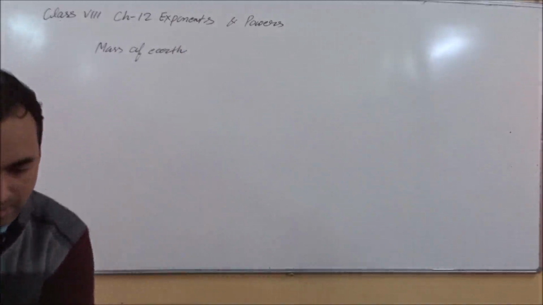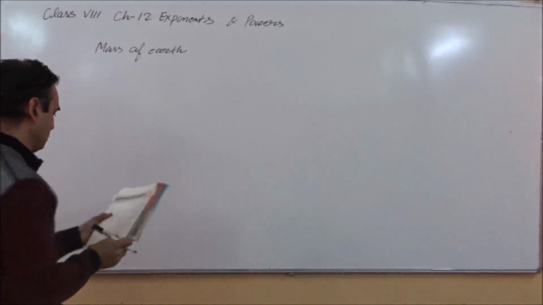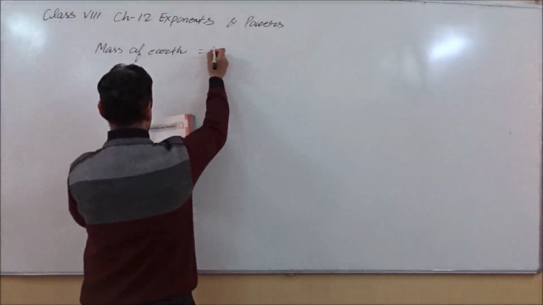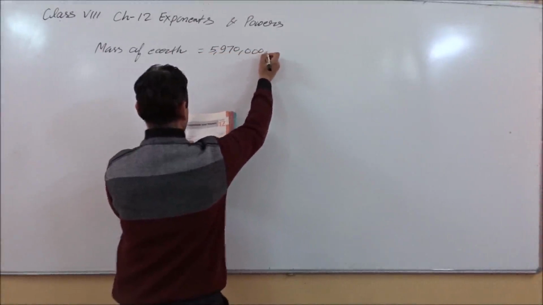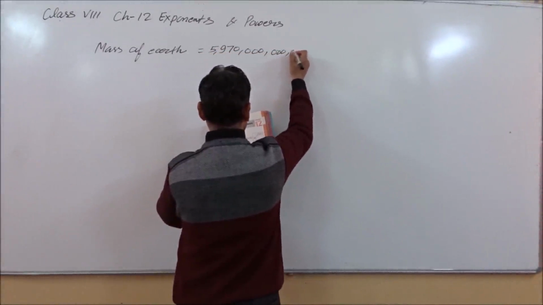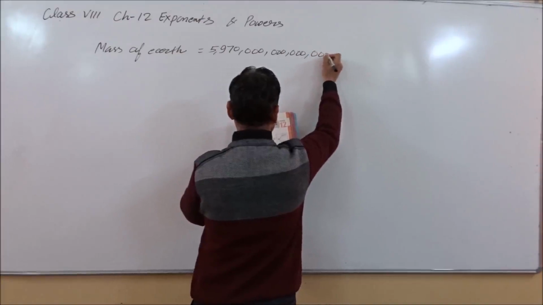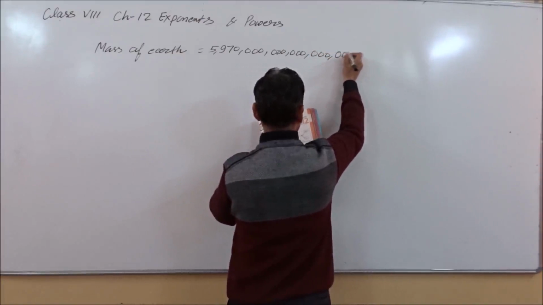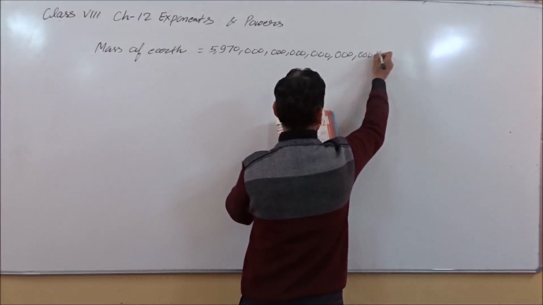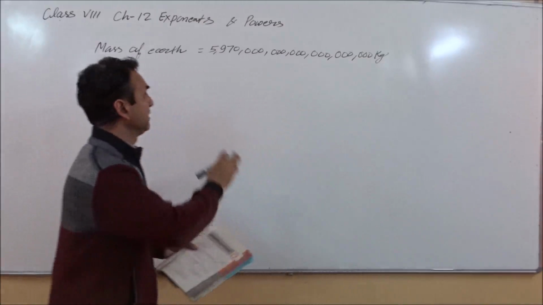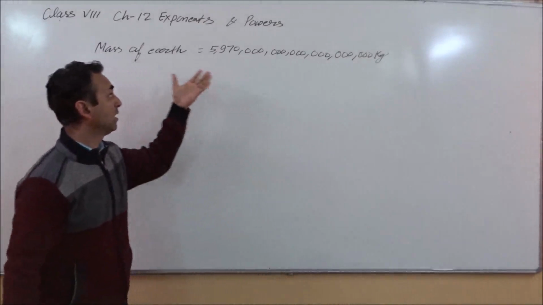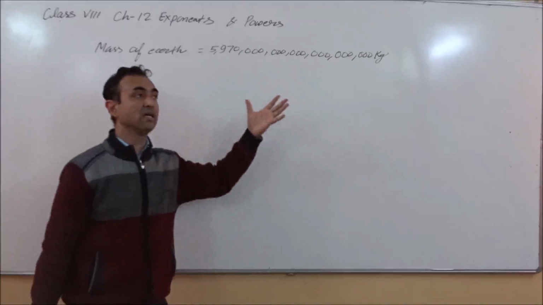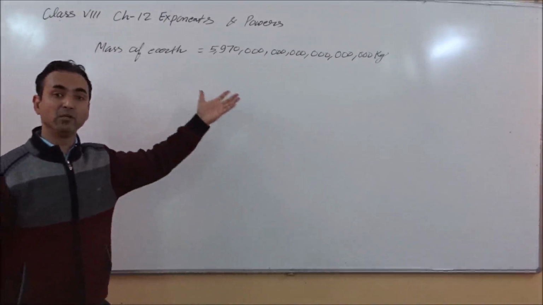The mass of the earth is 5970 kilogram. So you can see this is a very large number. Generally we can't use this type of large number in our calculation. It is very difficult though.